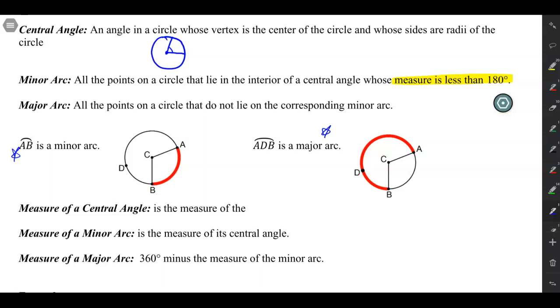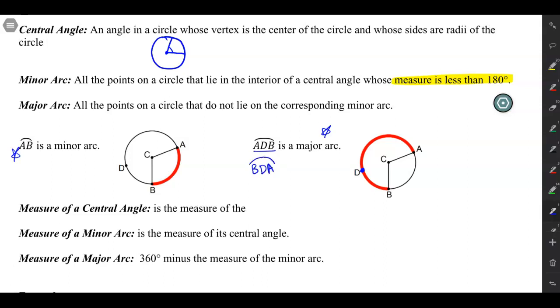Now, when we name major arcs, we're actually going to use three points. Notice that in this picture, I have this extra point D down here. So when I name this major arc, I'm going to start at A, or I can start at B, and I'm just going to go around and list A, D, B. Those are the three points that create my major arc. You could also list them as B, D, A. The important thing is that you're going in order.